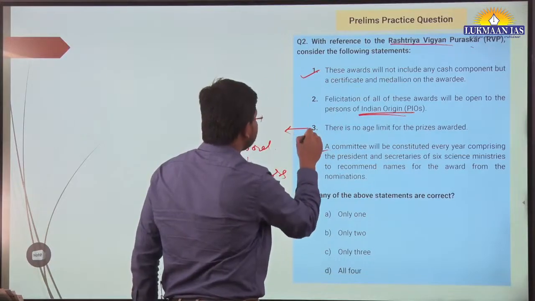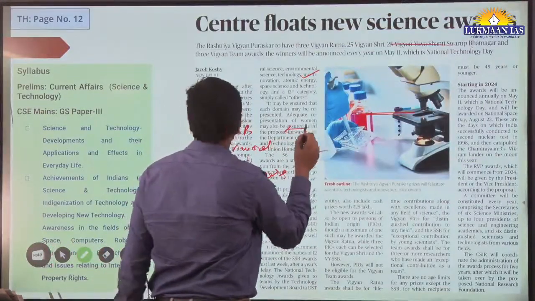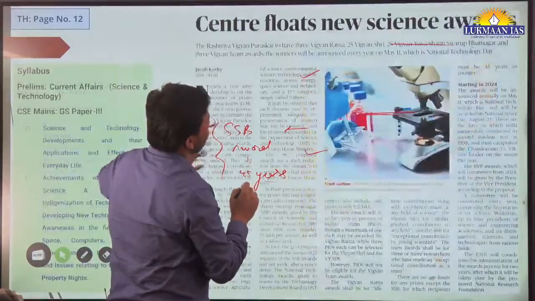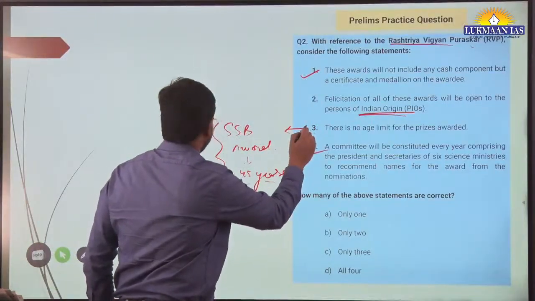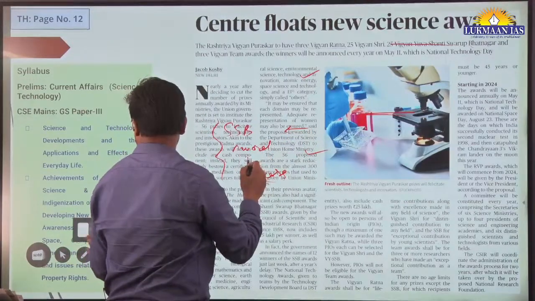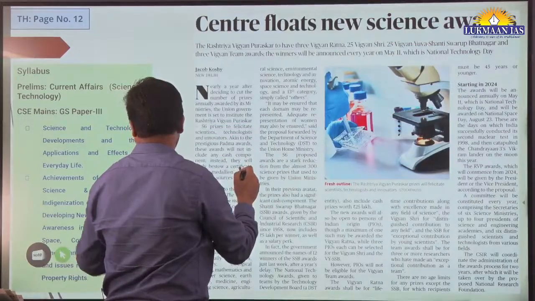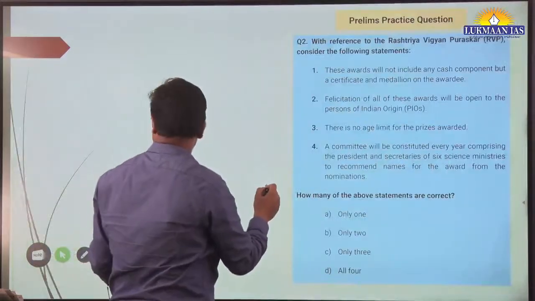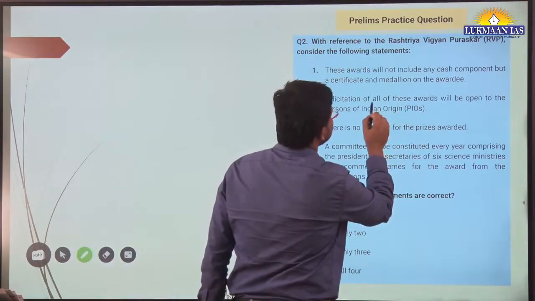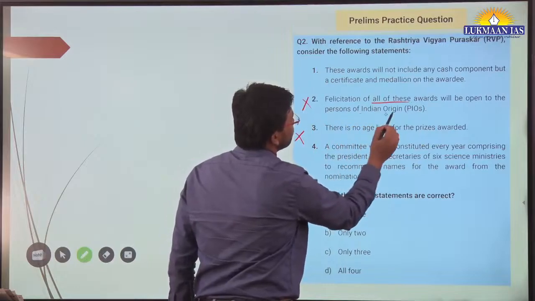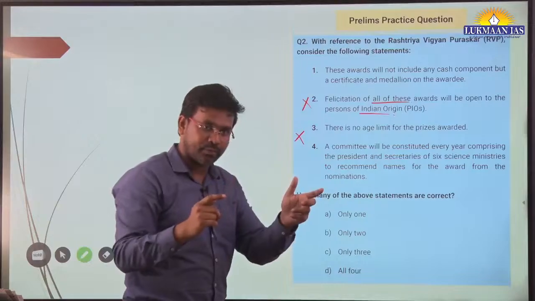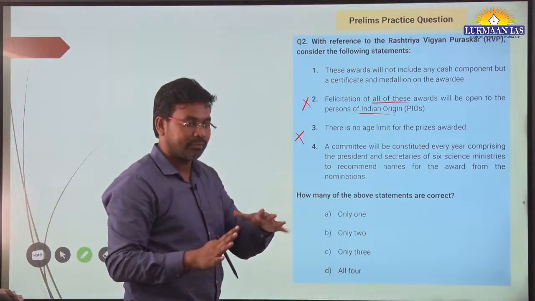So the age limit is there for this particular thing, the second category of award. Age limit is there for this. So all these awards will not be given to PIOs. Shanti Swarup Bhatnagar is not given, right? Some of the awards will be given, but one of them will not be given, like that.